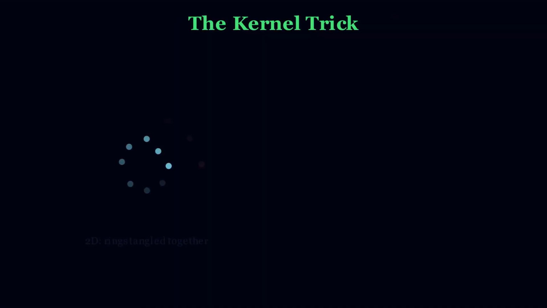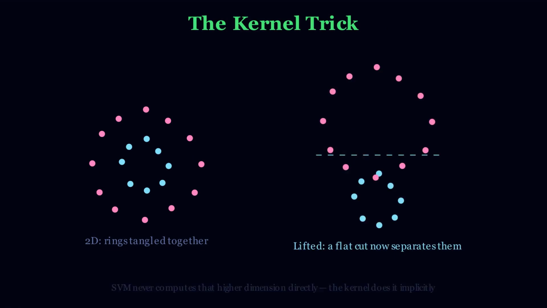The kernel trick. Lift the data into a higher dimension where it does separate. Add a third dimension like distance from the center, and the ring lifts into a cone. Slice that shape with a flat cut, and the two classes fall apart cleanly. Here's the wild part. SVM never actually computes that higher dimension. It computes the result of that lift using a kernel function, a pure mathematical shortcut.